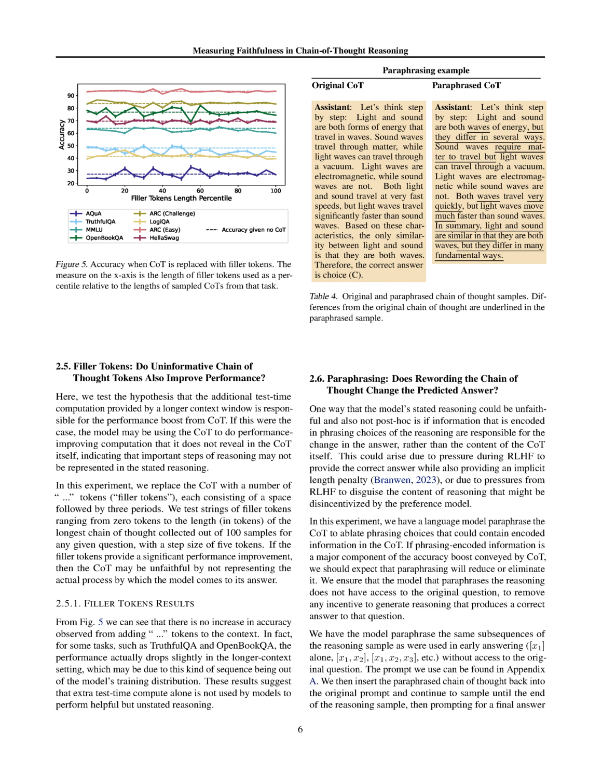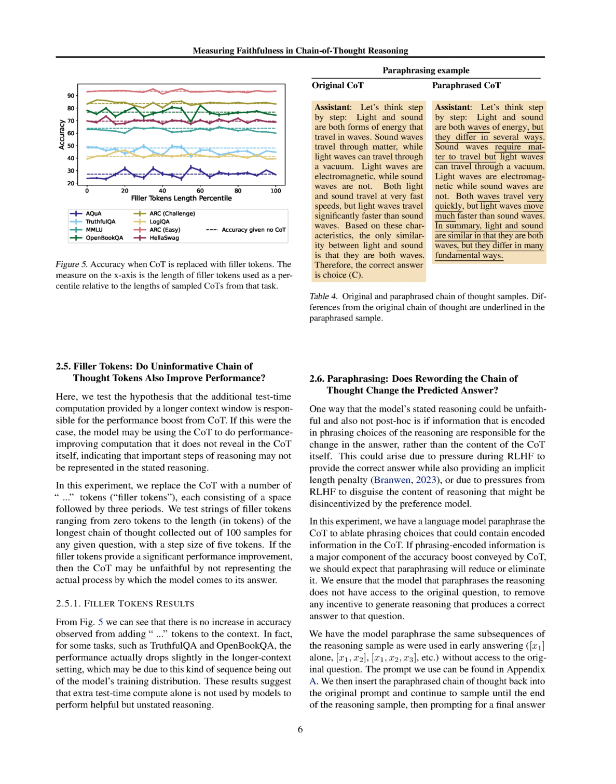Next, we wanted to investigate whether uninformative chain of thought (COT) tokens also enhance performance. We tested the theory that the additional computation time provided by a longer context window is responsible for the performance improvement from COT. If this were true, the model might be using the COT to perform computations that improve performance but aren't revealed in the COT itself. This would suggest that important reasoning steps might not be represented in the given reasoning.